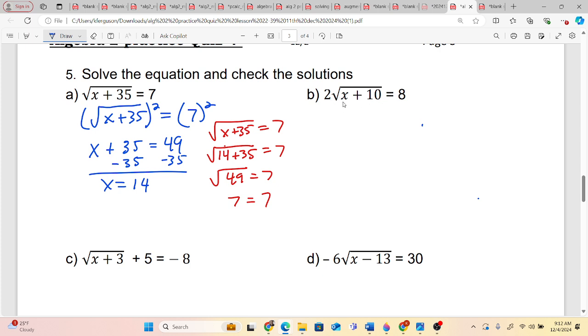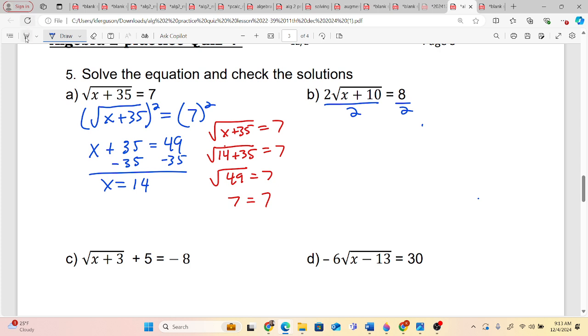Okay, so next, let's look over here. I want to isolate my square root. It's got a 2 in front. That's a 2 times my square root. So guess what? That ain't isolated. So how do I get rid of this 2? Well, this 2 is being multiplied times my square root. And what's the opposite of multiplication? Division. So I'm going to divide by 2 on both sides.